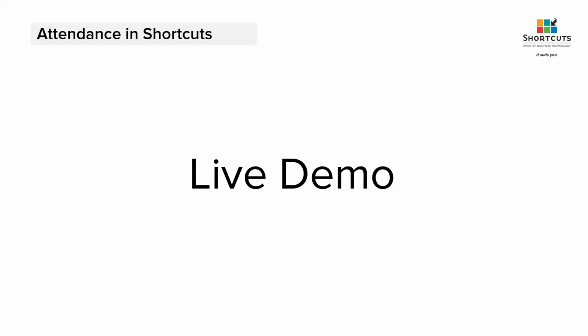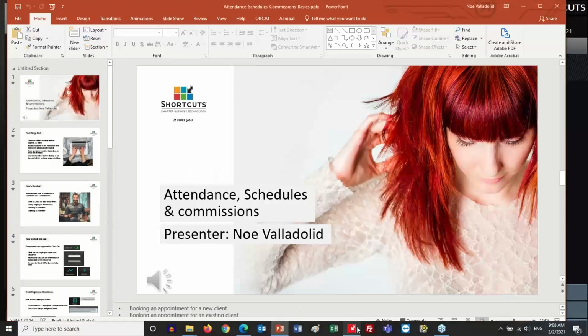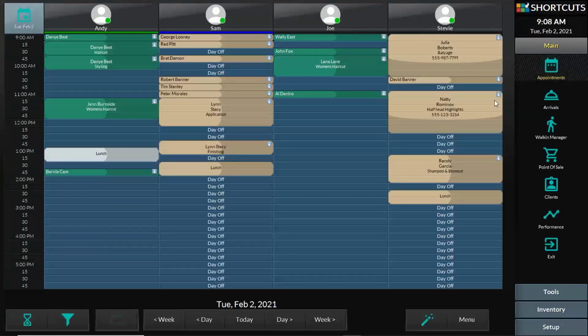So all of the steps that I've just talked about, let's go into the actual Shortcuts point of sale and review them. So I'm going to jump out of the presentation for a moment. And there we go. So I'm on the traditional appointment book.